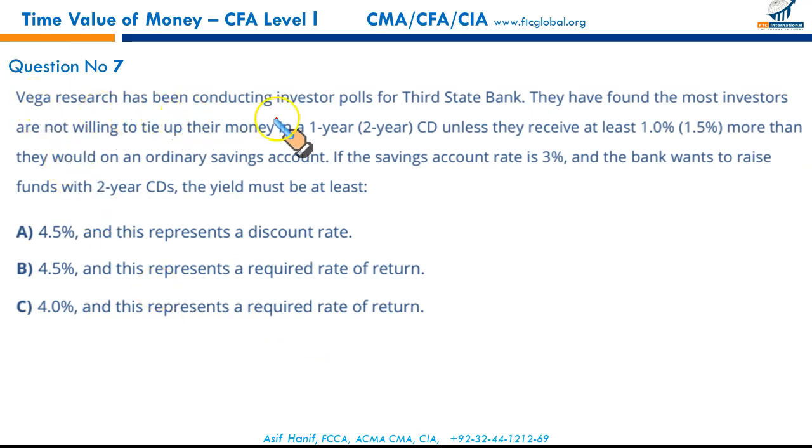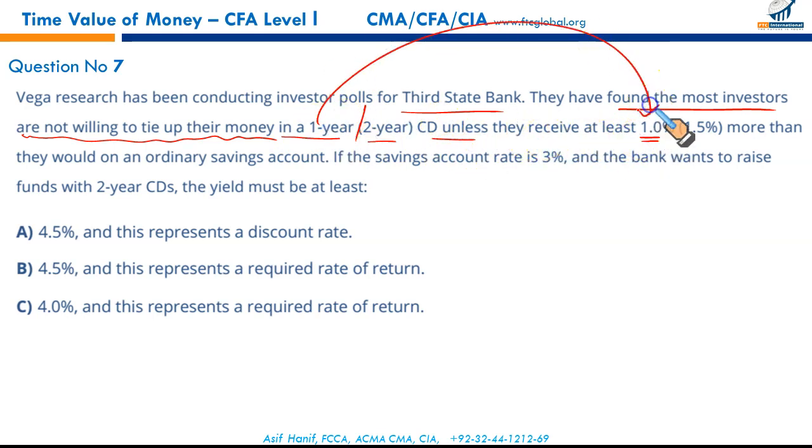Vega Research has been conducting investor polls for the Third State Bank. They have found that most investors are not willing to tie up their money in a 1-year or a 2-year certificate of deposit unless they receive 1% in case of 1 year and 1.5% in case of 2-year CD, right? So for 1-year CD, they're expecting 1% at least, and for the 2-year CD, 1.5% more than they would on an ordinary saving account.